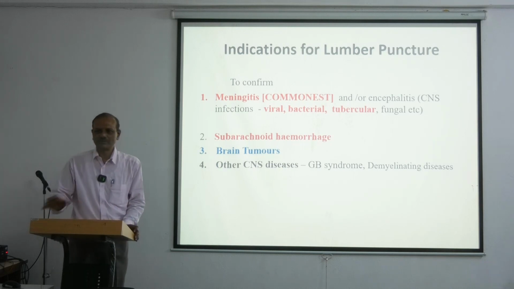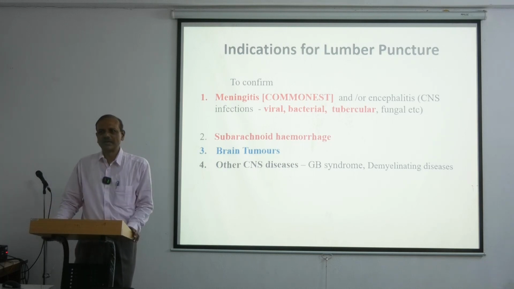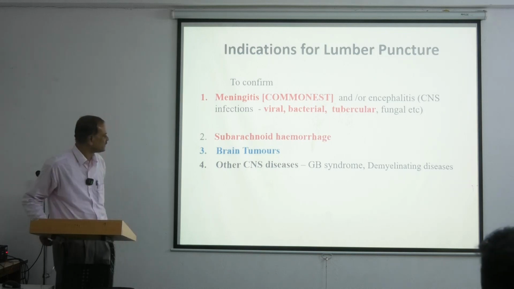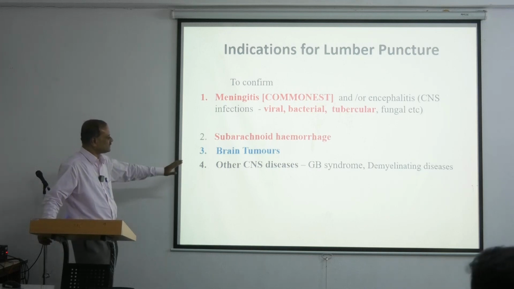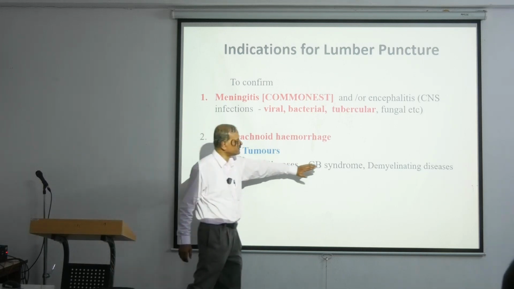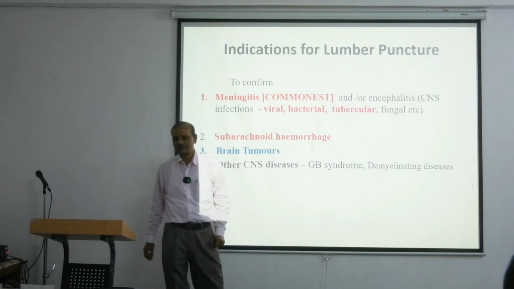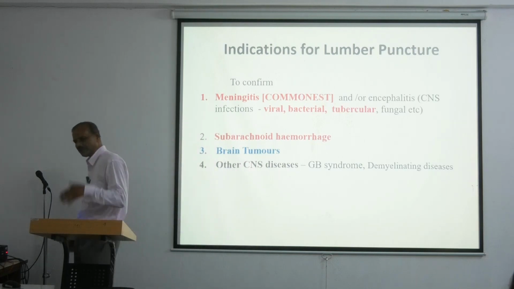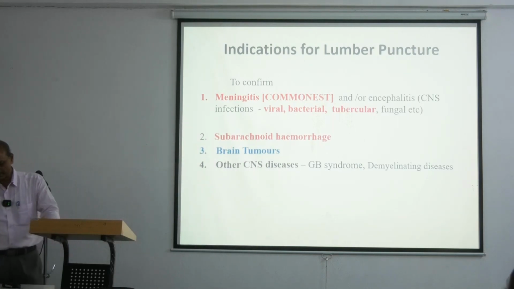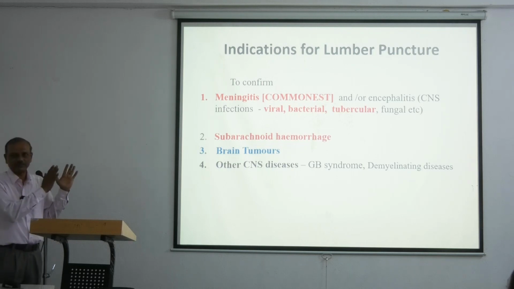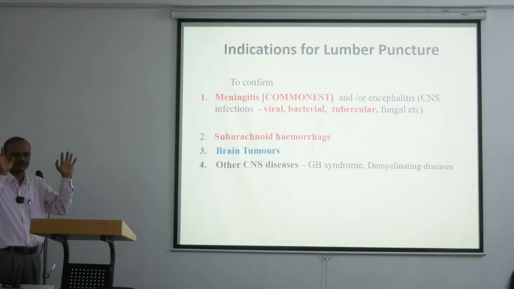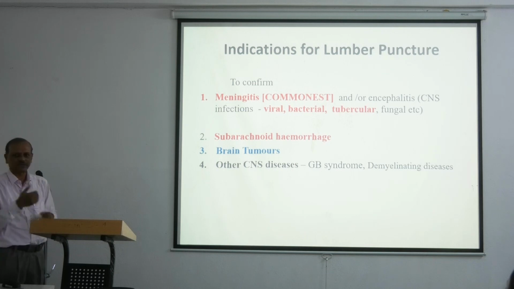Brain tumors normally are not diagnosed this way nowadays because we have advanced imaging systems, CT and MRI, to diagnose these cases. For other CNS diseases, particularly Guillain-Barré syndrome, it is required. I have seen 2 cases of Guillain-Barré that were diagnosed by doing CSF examination. So you must at least be able to know why CSF is required: meningitis, viral, tubercular, subarachnoid hemorrhage, brain tumor, or CNS infections.